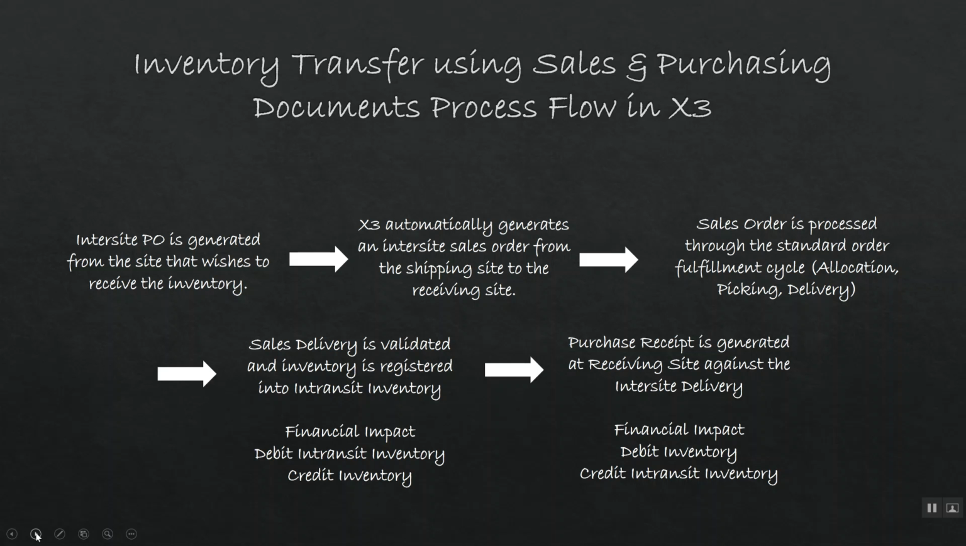From there, the sales order is going to be processed in the conventional manner, going through the allocation, picking, and delivery routines. Once the goods are ready to ship, the sales delivery record is going to be validated, and this validation step is going to be the step that registers the charges into the in-transit inventory.